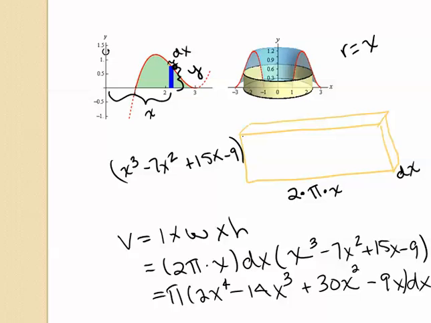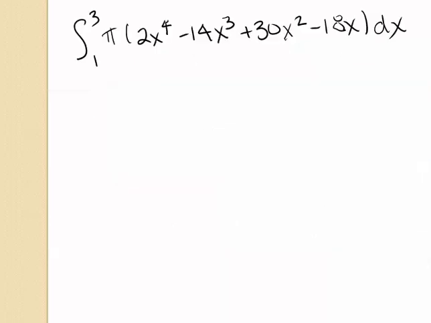That's the volume of one rectangular prism. To find the volume of this whole solid, we have to sum all of those rectangles together. And we're going to be doing this from x equals 1 to x equals 3. That's what determines the area that we are revolving around. So now we're going to integrate. So we set up our integral.